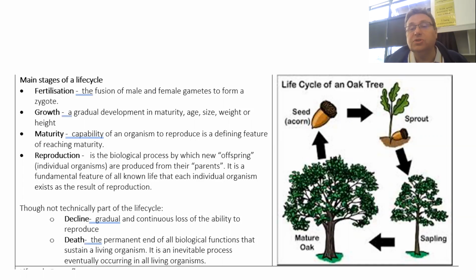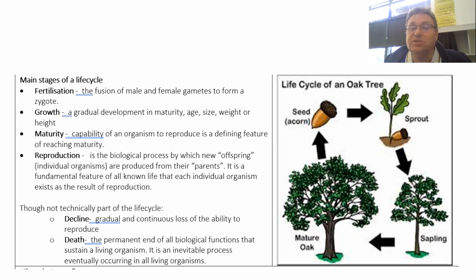So that's when they are mature, when they reach the capability, because of course all living things desire to reproduce onto the next generation. And reproduction is a biological process by which new offspring are produced from their parents. It's a fundamental feature of all living life, and that then starts the life cycle around and around again, and that we know is the full life cycle.